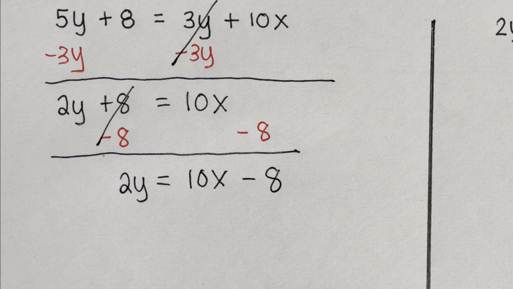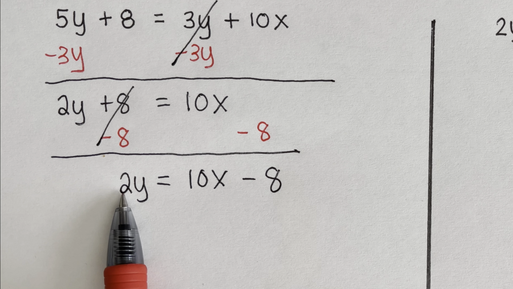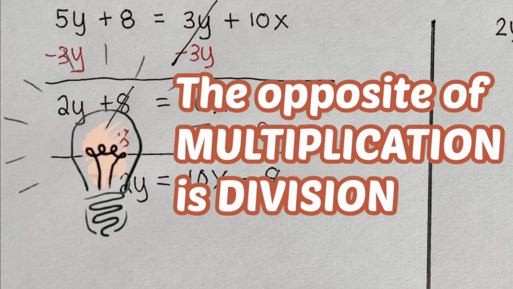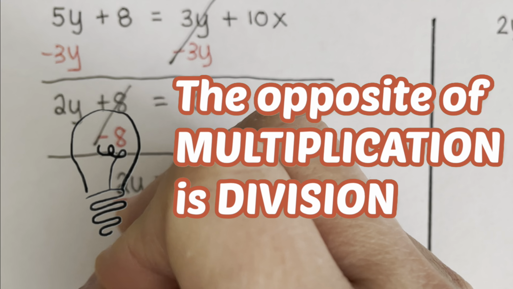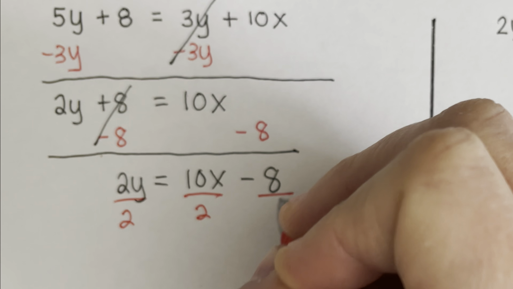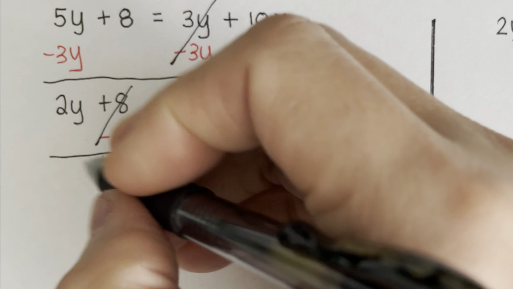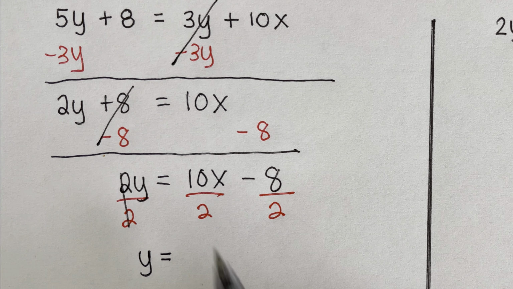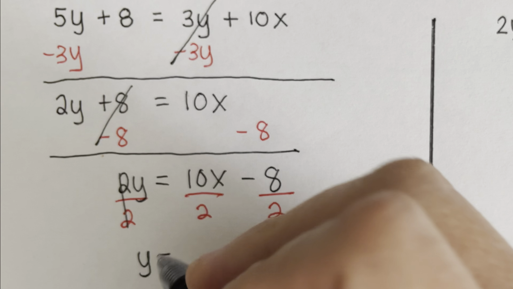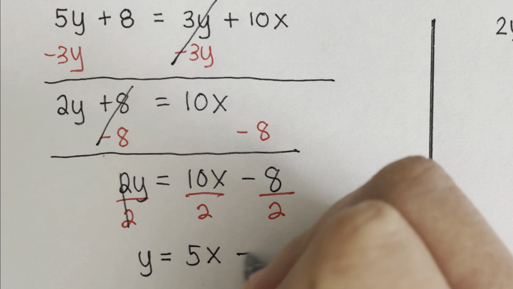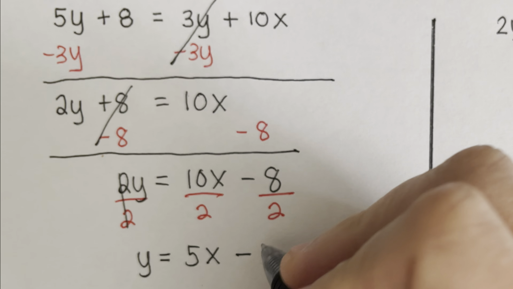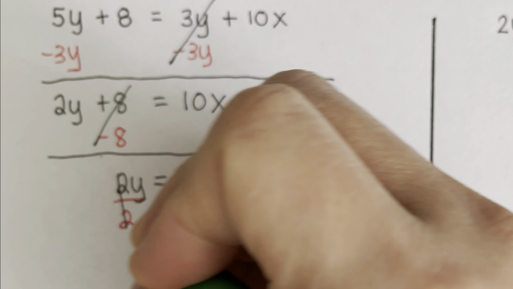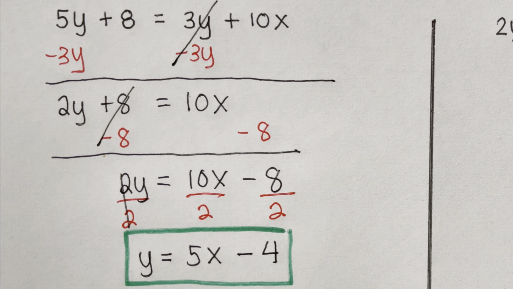So from here, this is 2 multiplied by y. Now remember that the opposite of multiplication is division. So we divide both sides by 2. We divide the right side by 2 as well, so that we can cross this 2 out. So we are left with y equals 10 divided by 2 is 5, and then we have an x, and then that's a minus 8 divided by 2 is 4. So this is the slope-intercept form of this equation that we have up there.